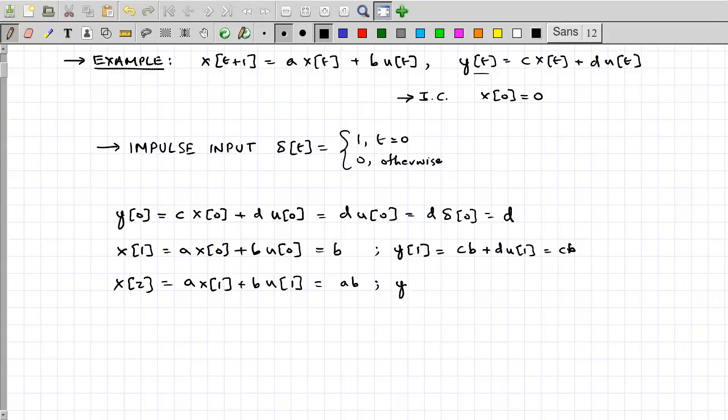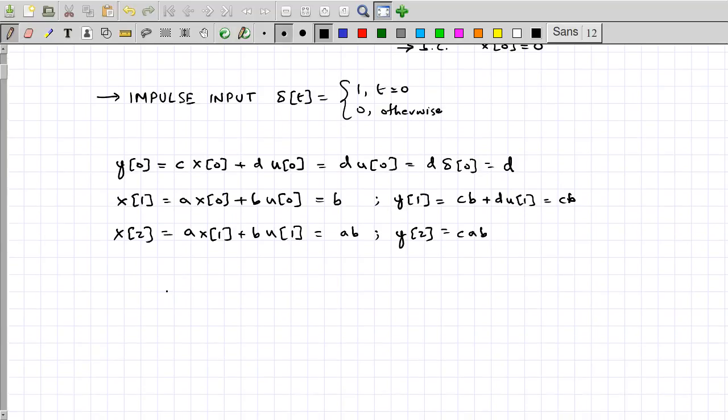Let's do y2 here, equals c times x2, which is c times a times b plus 0. Let's try x3, equals a times x2 plus b times u2. B times u2 is going to be 0, we know that. X2 we know is ab, so it's a squared b. And y3 will be similarly equal to c times a squared b, and so on.